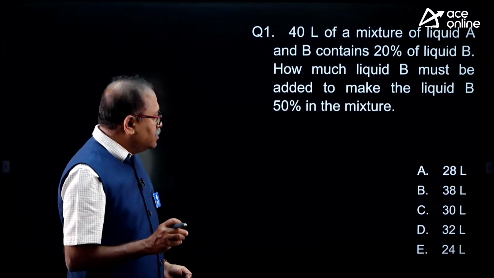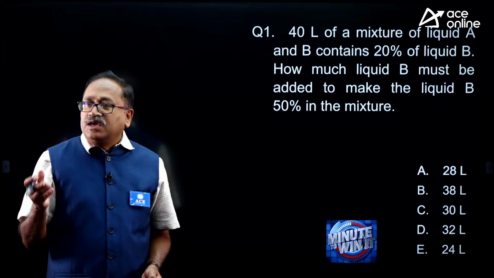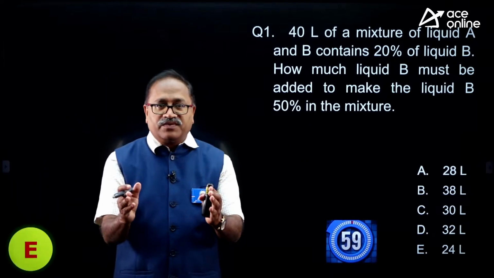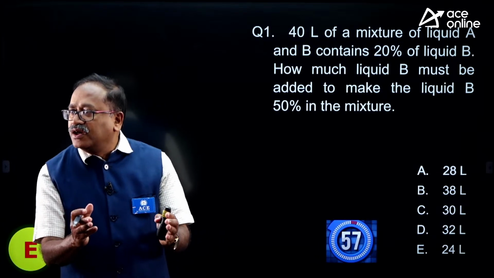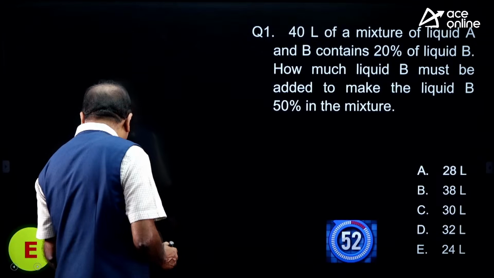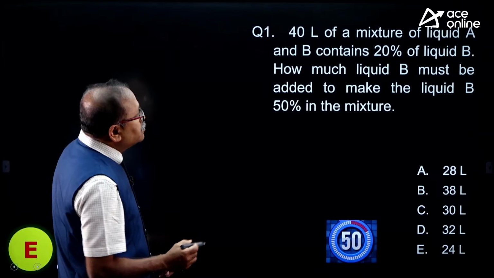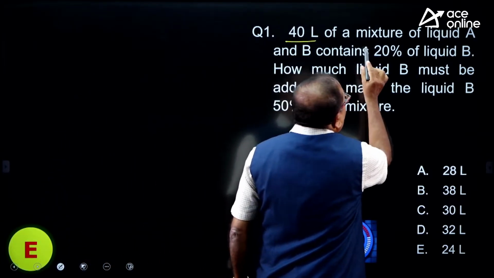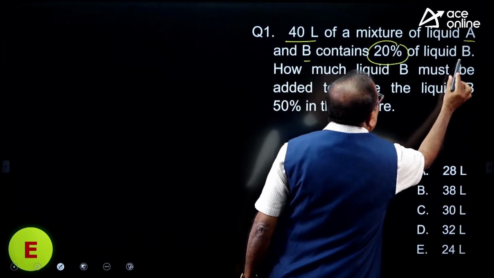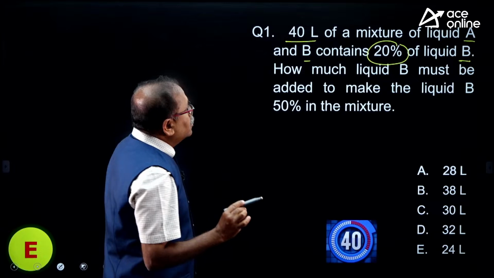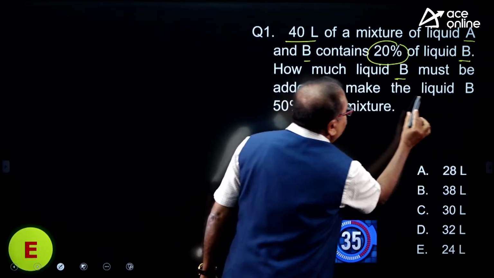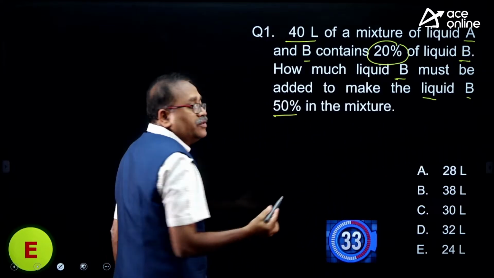So let me check whether option E is correct or not. Even before I give the time, you answered it, Pawan. It looks very correct. So let me see how to explain the answer here. It says that 40 liters of a mixture of liquid A and B contains 20% of liquid B. How much liquid B must be added to make liquid B 50%?